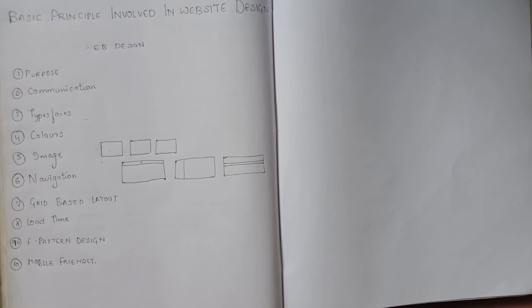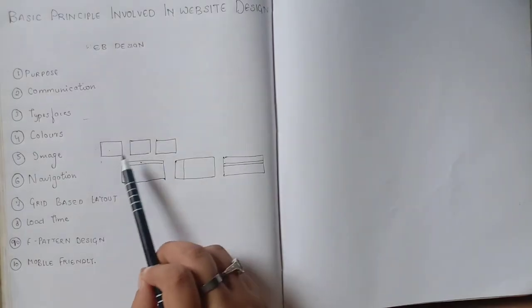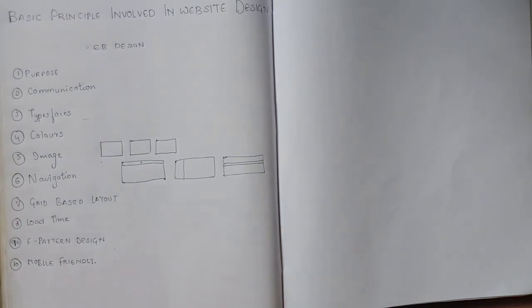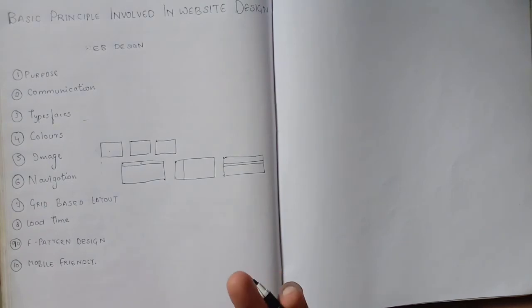Okay, grid based layouts. As I was telling you about the images, put the images apart in a rectangular manner, one after another, so that it can look good to the person who is scrolling the website, so that he or she may feel like scrolling more and having a look at your complete website.